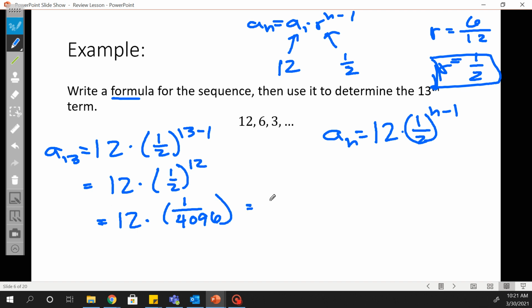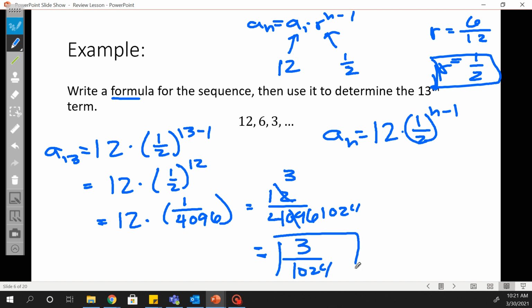So multiplying these gives us 12 over 4,096. Both of these have a factor of 4 in common. 4 goes into 12 3 times, and 4 goes into 4,096 1,024 times. So that simplifies to 3 over 1,024. So this would be the 13th term here. Keep dividing by 2 over and over again, we get to 3 over 1,024.